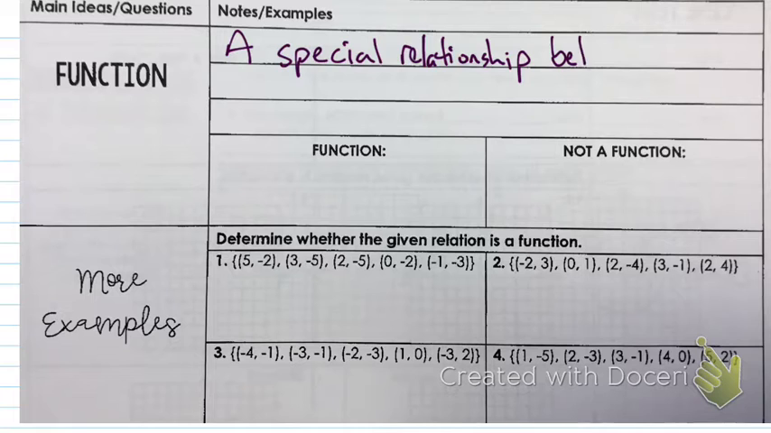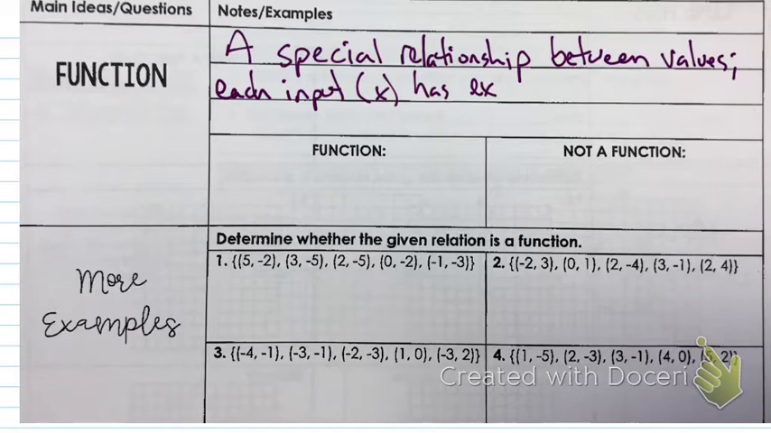Relationship between values. So it's a special relationship between values, semicolon. You might remember with a relation yesterday, or Friday, no, that would have been Thursday. A relation was any ordered pairs makes a relation. A function is a special relationship between values where each input x has exactly one output y. So that's really important. It has exactly one output y for each input x.